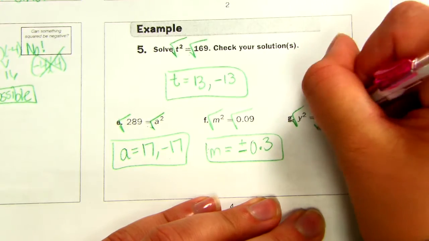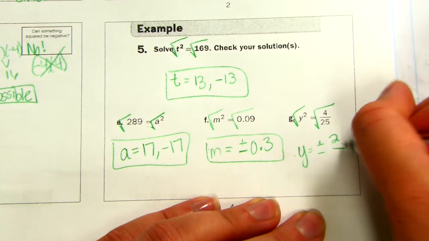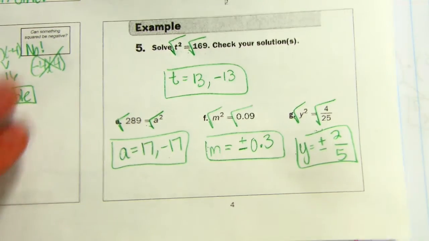Okay, square root. Y equals plus or minus. Square root of 4 is 2. Square root of 25 is 5. On to the back.